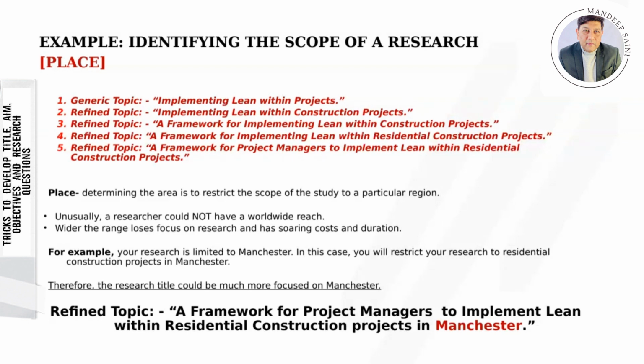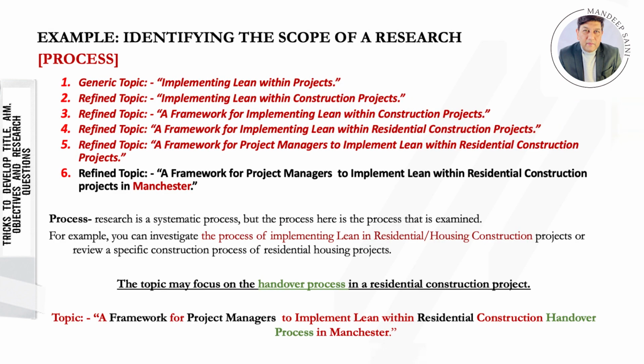Now, the final topic so far is a framework for project managers to implement lean in residential construction projects in Manchester. That is much more clear to me. That makes it clear what this research is about, and doing that is going to add value to your aim and objectives, and that is okay. So all these topics we have talked about: we had the generic topic, and then we first refined, then second, then third, and then the fourth, and now this is the sixth one. So that's the sixth one, which is a framework for project managers to implement lean in residential construction projects in Manchester. Now we can also think about the process.